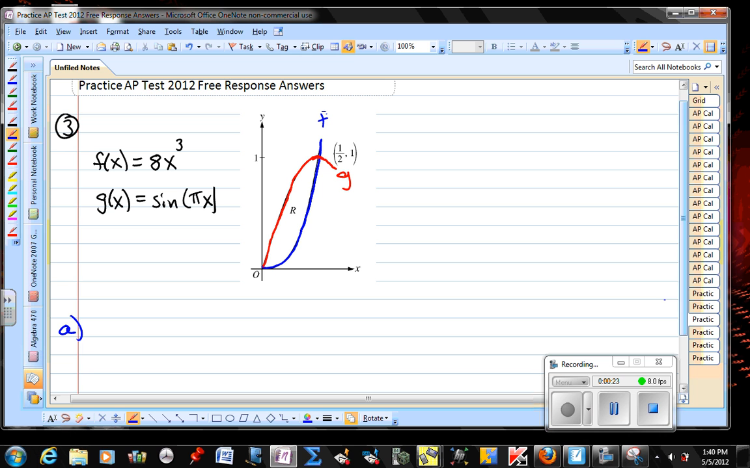So let's get started. We're going to use point-slope form. We know that our ordered pair is provided for us on the graph. So we're going to say y minus 1 equals, and we'll leave a blank for the slope, times the quantity x minus 1/2. Now our job is to find the slope. We have to find the slope of f at that point. So here we go.